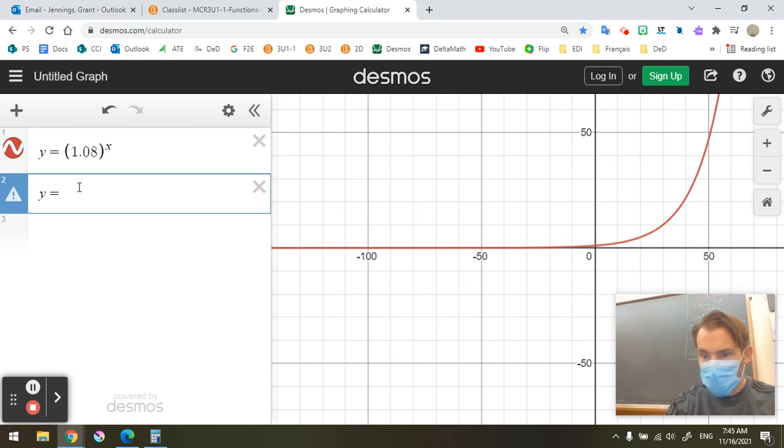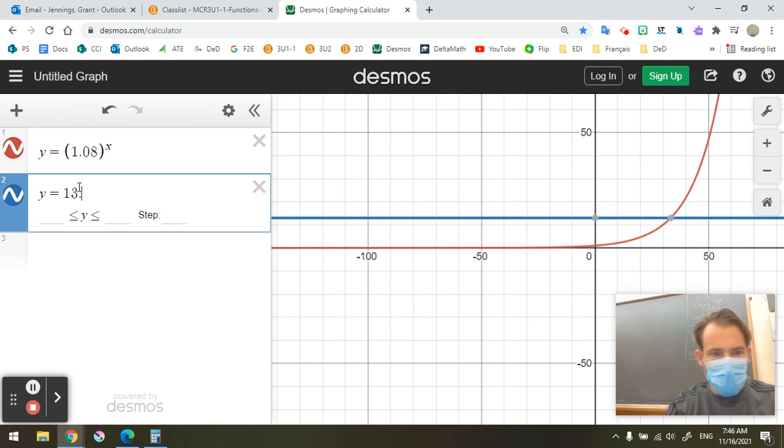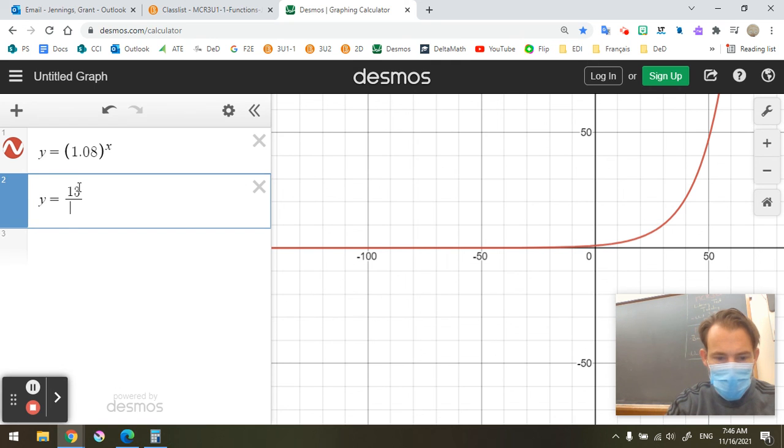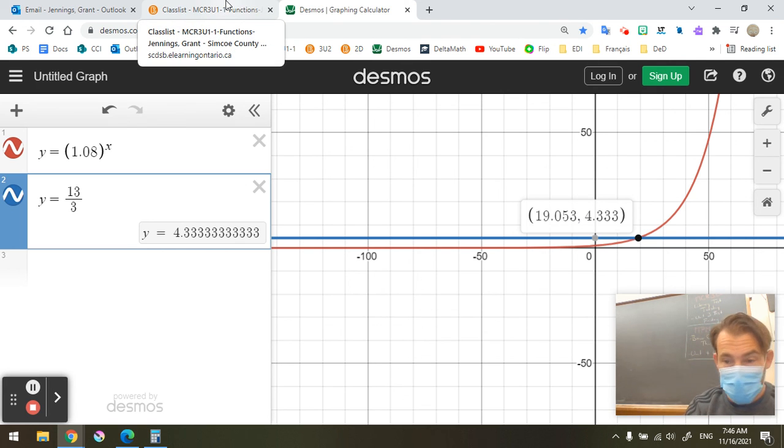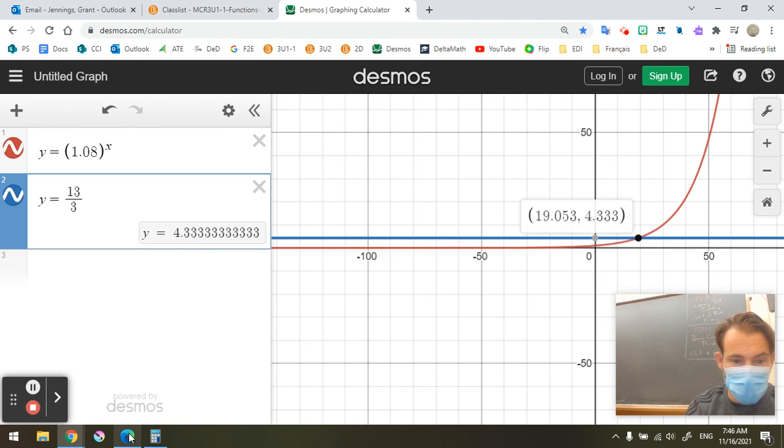So I can write 4 and a third as 13 over 3. That's 4 and a third. And so there, it's right there. See? 19.053. 19 years after 1985, which would be 2004. Okay, so that's how you do that with Desmos.